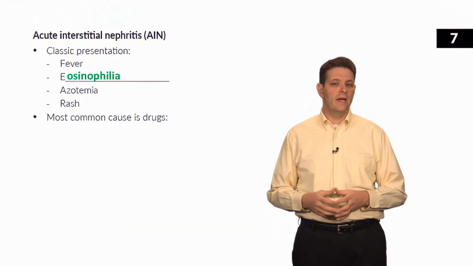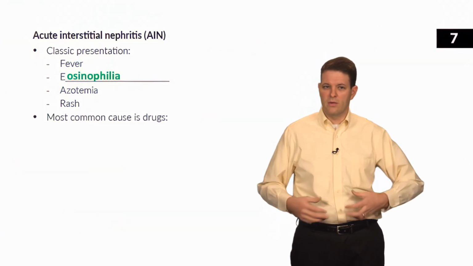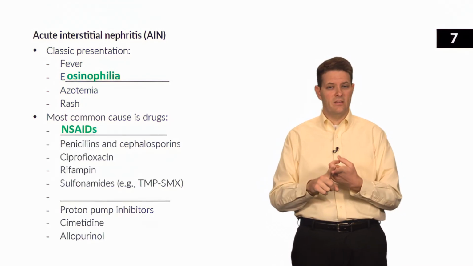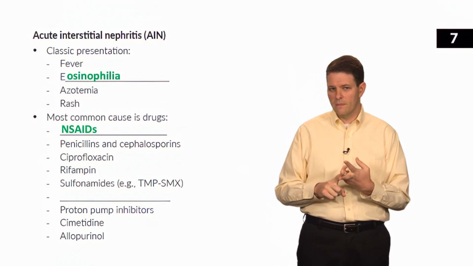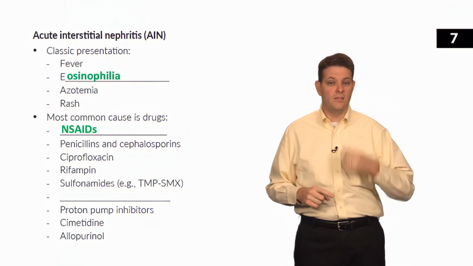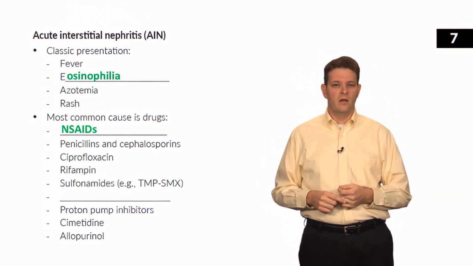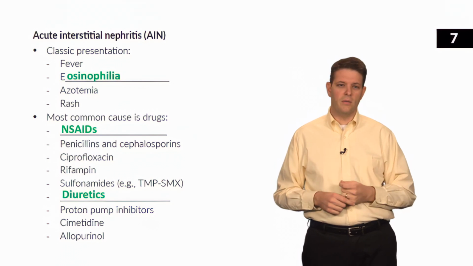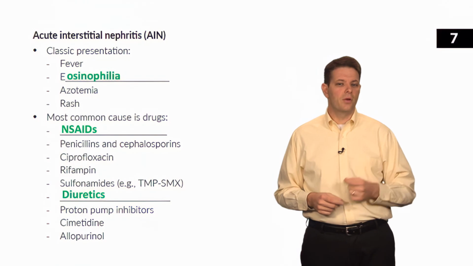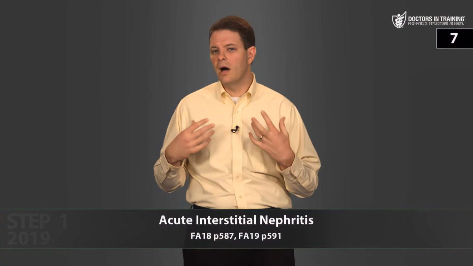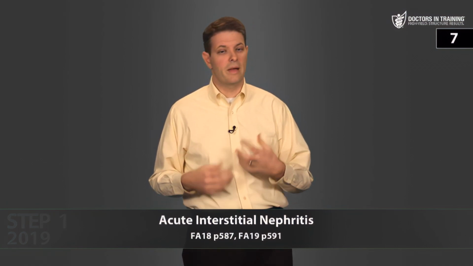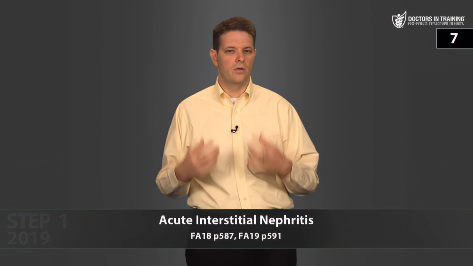The most common cause of AIN is drugs or medications. Remember, it's sometimes called drug-induced interstitial nephritis. So the most common offenders are NSAIDs, penicillins and cephalosporins, ciprofloxacin, rifampin, which is used for TB mostly, sulfonamides like TMP-SMX, diuretics, many of which are also sulfonamides, PPIs, cimetidine, and the gout drug allopurinol. There are also some other conditions that can cause AIN, like lupus and sarcoidosis and certain bacterial infections, but the main cause to know are the drugs.